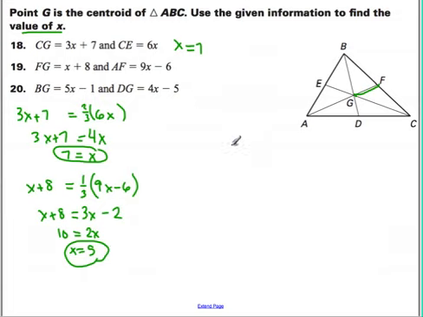Third one, we're at 20. We're going to say 5x is going to have some relationship to 4x minus 5. Let's figure this out. BG goes from up here all the way to down here. BG, that's the 2/3 part. DG is the 1/3 part.